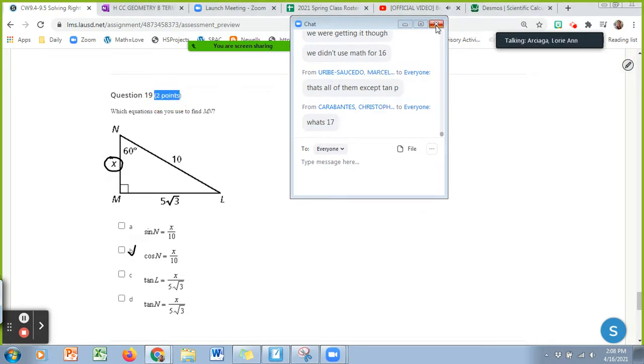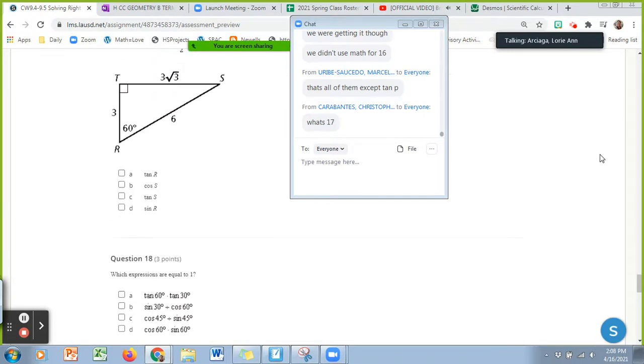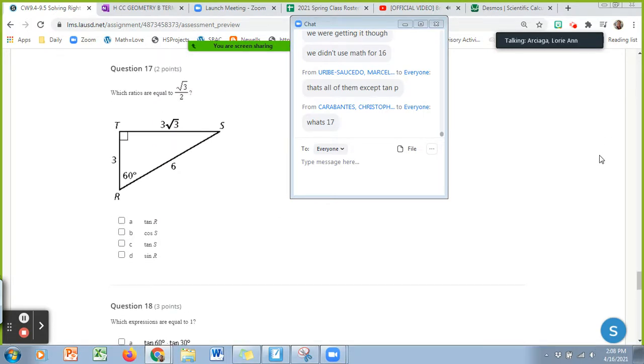What's 17? I think you have to find each of these ratios, like tangent R is equal to opposite, which is 3 radical 3 over, okay, hang on. You have to set up each one. 2 are right for 17.